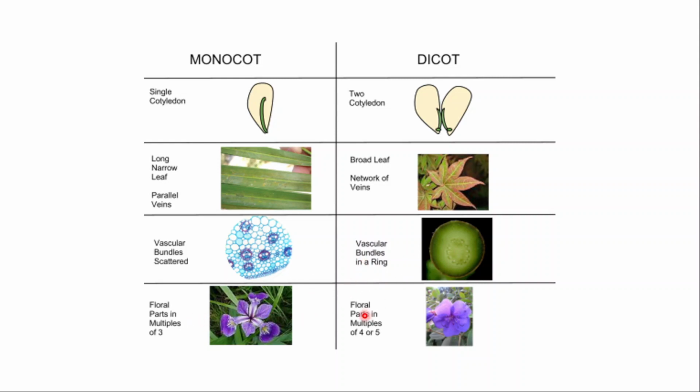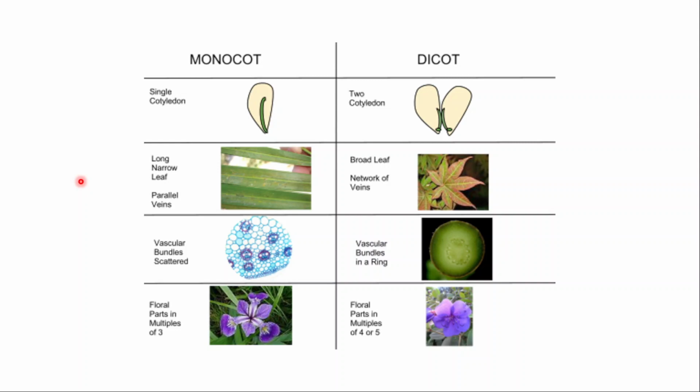And floral patterns also show some differences. Monocots have floral parts in multiples of 3, while dicots have floral parts in multiples of 4 or 5. So this is a general observation of floral patterns. Again, to emphasize, the basic difference between monocot and dicot is the number of cotyledons during the germination phase of the crop. So lettuce is a dicot crop, while rice grains and everything like that are monocot crops.